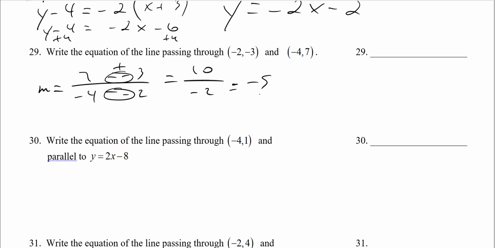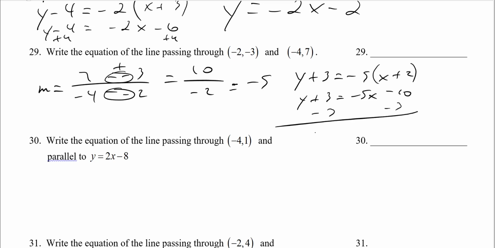Then you plug it into your point slope form. You use whichever point. I'll use the first point. So y minus y1, so it's y plus 3 equals m, which is negative 5, times x plus 2. So y plus 3 equals negative 5x minus 10, and then subtract 3. So y equals negative 5x minus 13. That's your answer. All right.